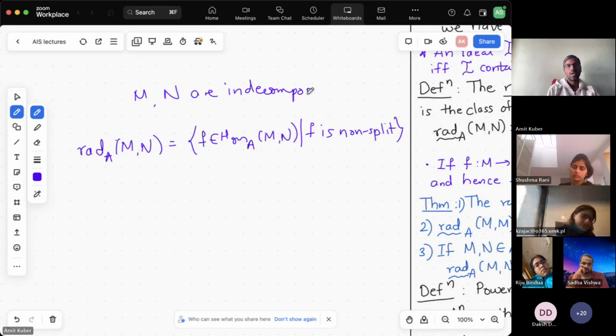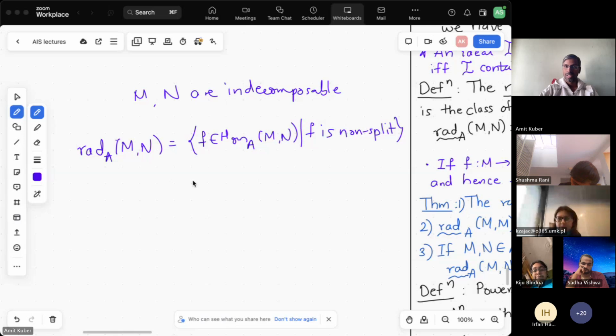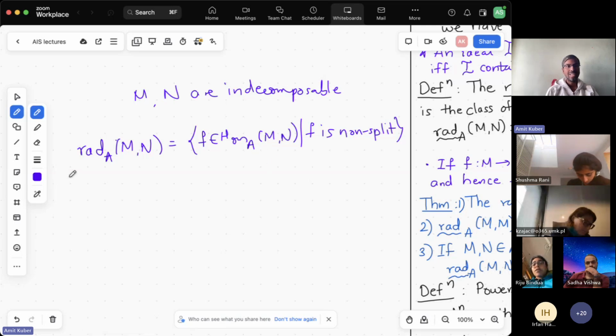Can you please recall the definition of non-split ones? Yeah, so it doesn't have a one-sided inverse. It's not a split mono or a split epi. Okay. So rad M N is the collection of all non-split morphisms between these two. Now I'm going to show this side first. This side is contained in this side.